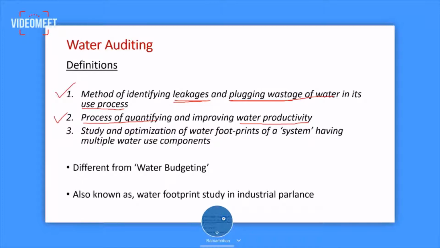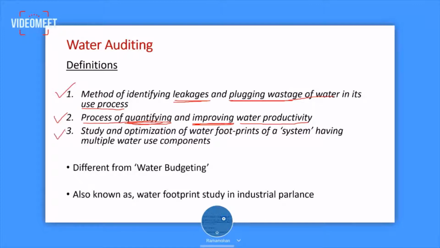If it is in the context of, let us say, a car manufacturing unit, an industry, then it is the amount of water that is used to make a car, whether we are using more water or less water to produce a car. That is called the productivity of water. So the second definition says that it is the process of quantifying and improving. One is quantifying how much water is being used for a given process, and the second part is improving that. Is there any way of reducing the wastage of water, increasing the efficiency of using water? That is how it looks at it. So water auditing is that process.